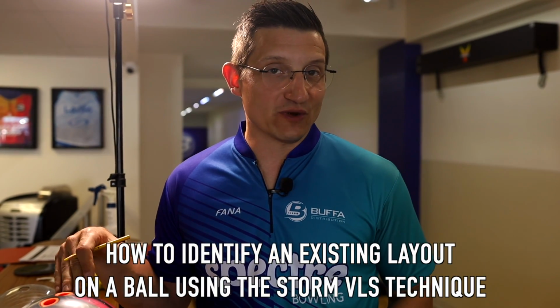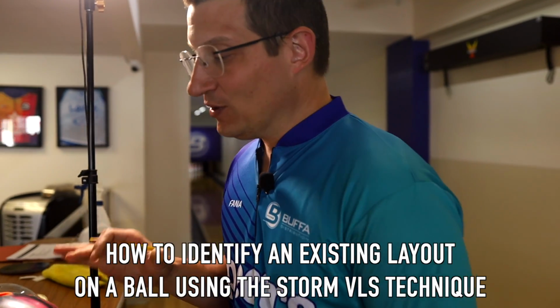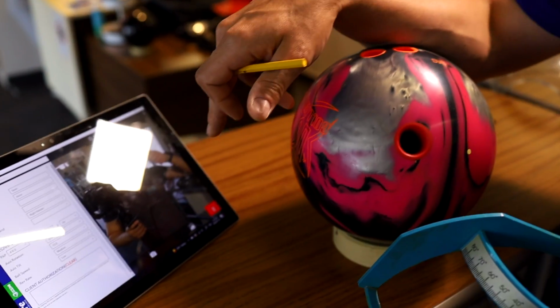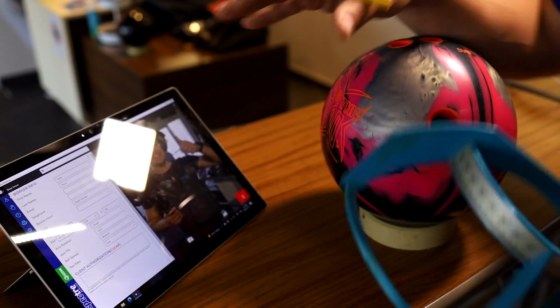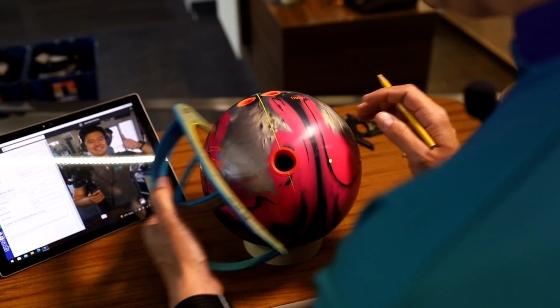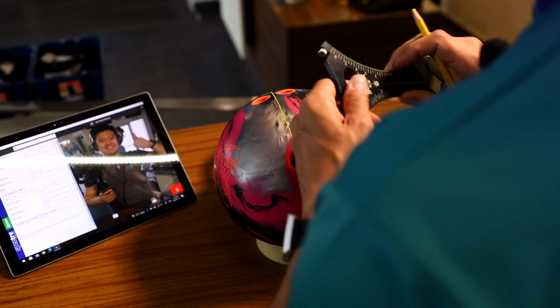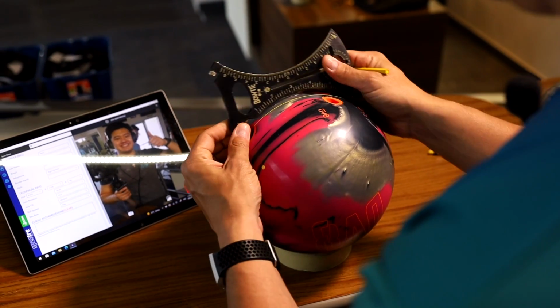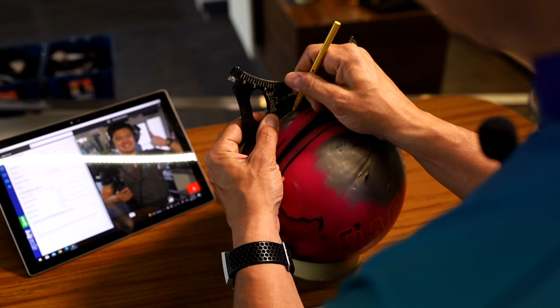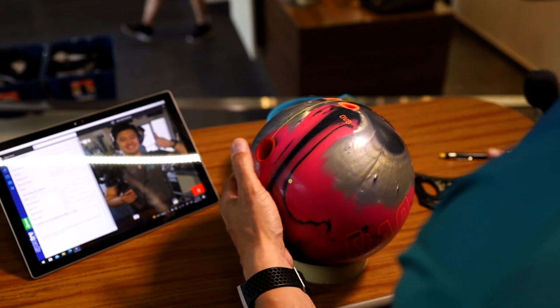All right, so right now we're going to identify the existing layout on a drilled bowling ball using the Storm VLS technique. First things first, we need to identify our bowler's PAP. Without this, we cannot do this. So we have here Sean's bowling ball. First step is that we will draw the center line. We will then find our grip center. Here we see a 4-inch span. I will just go here to 2 inches. That is the grip center.